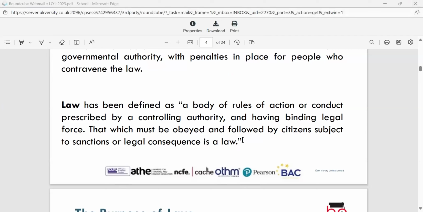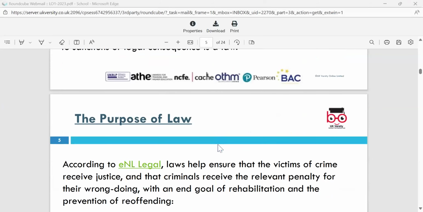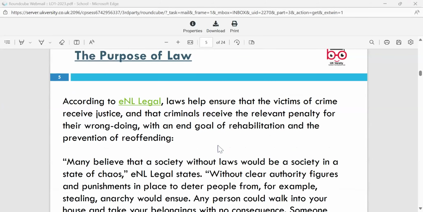And sanctions, what kind of sanctions do you think can be put in place? What is a sanction that can be put in place? Could you get fined? Yes, you can get fined. You can get imprisoned, can't you, as well? If you do something wrong, you could go to prison for that. True. Yeah, so sanctions are put in place.